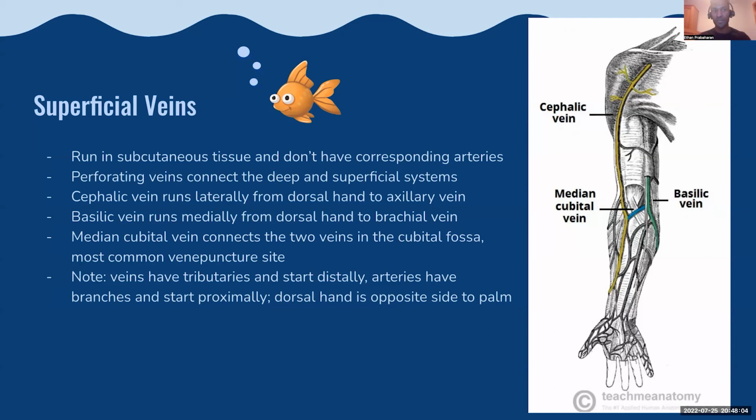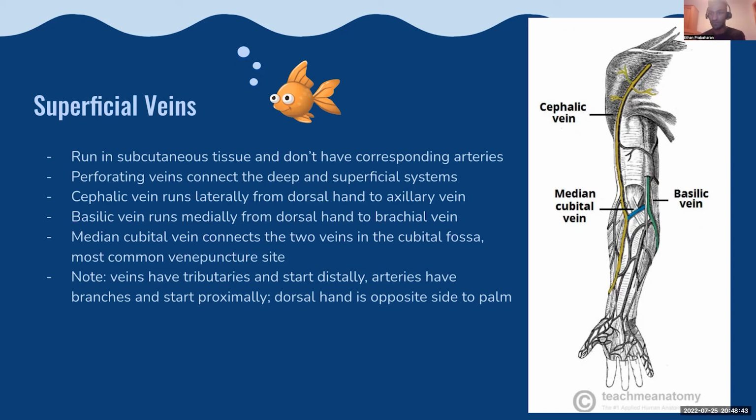We have perforating veins which connect our deep and superficial veins, because we'd have massive veins pretty much if we didn't drain all the blood from the superficial veins into deeper veins, and drainage wouldn't be as quick. But the major superficial veins you need to know are the cephalic vein and the basilic vein. The cephalic vein runs laterally from the dorsal of the hand, which is the back of your hand opposite the palm, up until the brachial vein. Whereas your basilic vein runs medially from the dorsal hand as well. The basilic vein goes to the brachial vein, and the cephalic goes to the axillary vein.